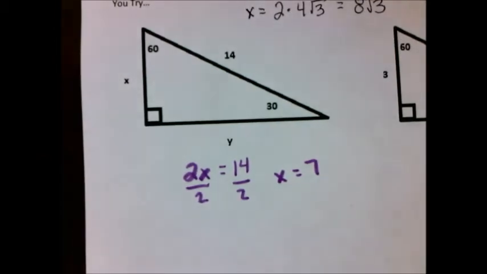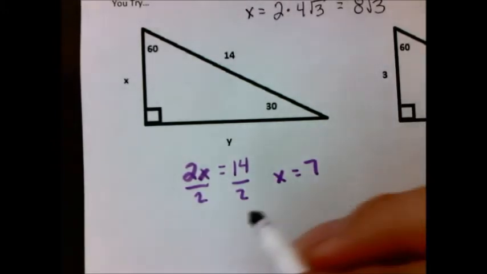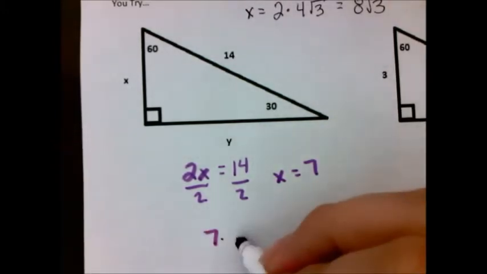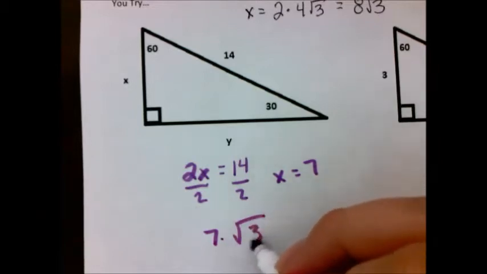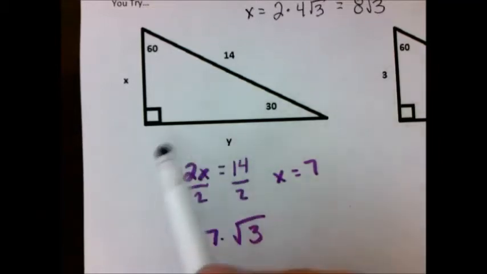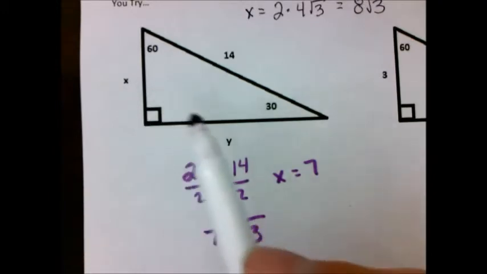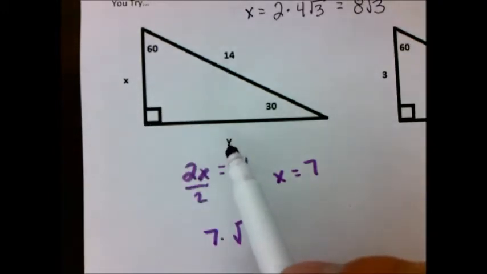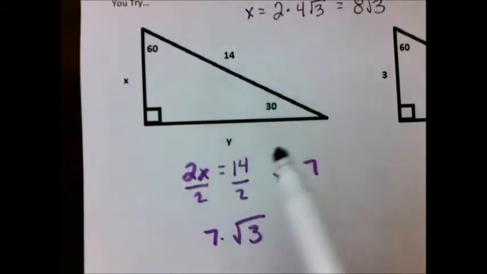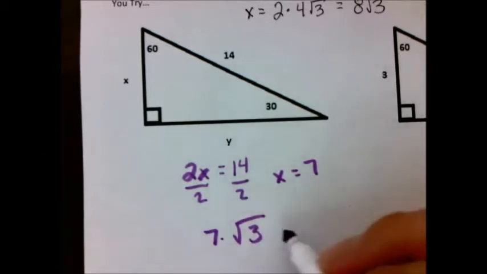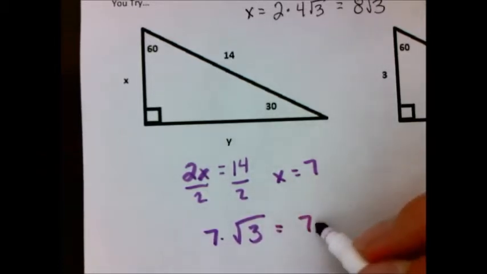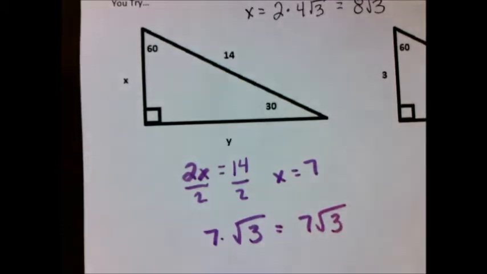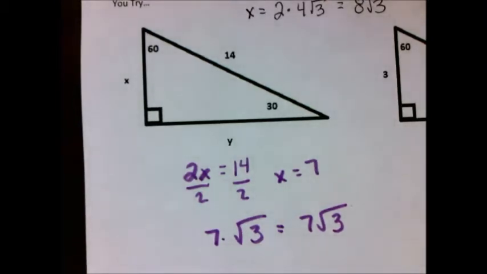So what we're going to do is take that 7. We know that 7 times the square root of 3, because remember that when you find the longer leg, you take the shorter leg multiplied by the square root of 3 to get the length of the longer leg. So 7 times the square root of 3 gives you 7 square root 3. Give you a second to write that down.